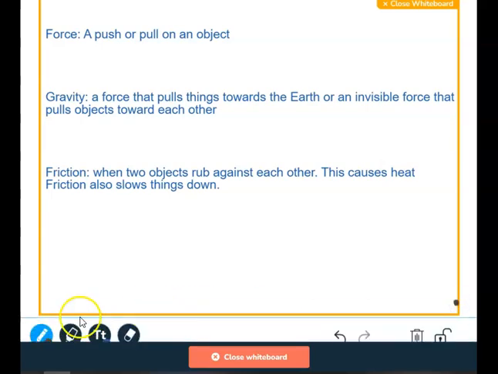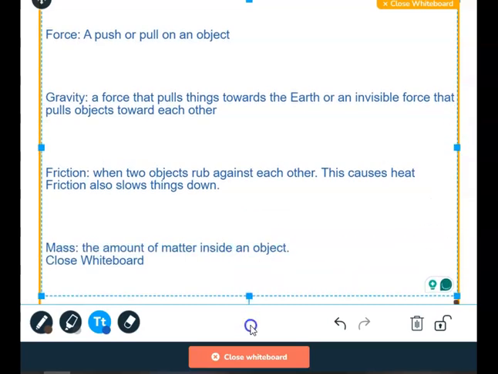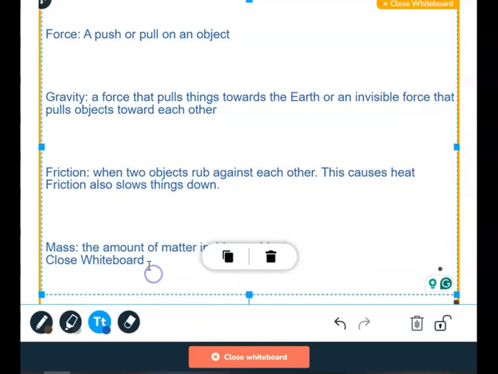So let's take our notes on mass. For the folks on here, you can pause whenever you need to pause and take the notes. All right, I'm going to open this up. Then I'm going to freeze this. Mass, the amount of matter inside of it. Close the whiteboard. I don't even know what that's from. Go away. There we go. I just need the mass is the amount of matter inside of an object. All right.